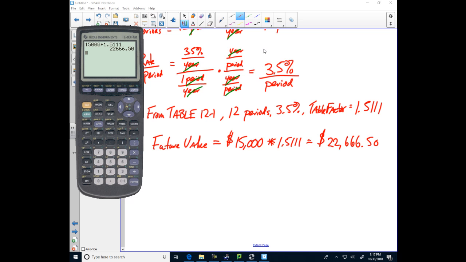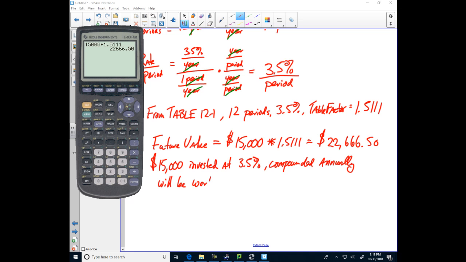So here's what we found out. $15,000 invested at 3.5% compounded annually will be worth $22,666.50 in 12 years. That's what we found out. That's what this little calculation did for us.